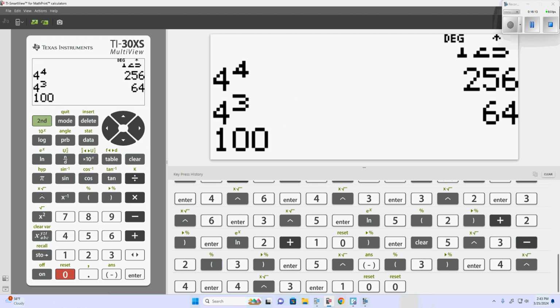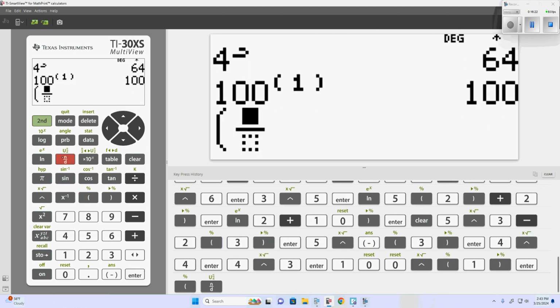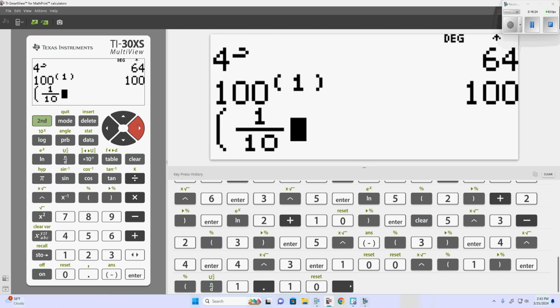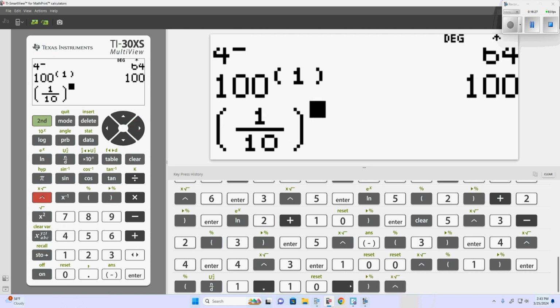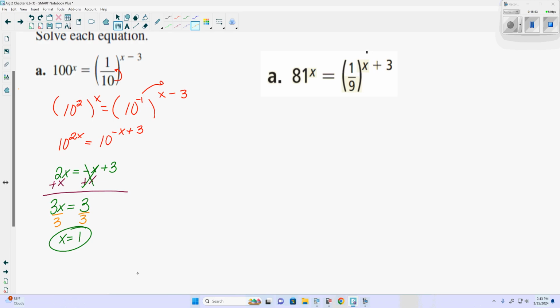If we check this, 100 to the first power is indeed 100. Now the other side, 1 over 10 to the x minus 3, so 1 minus 3 is negative 2, and 1 over 10 to the negative 2 is also 100. So they do give us the same answer. Questions on that one there? We ready for the next one?